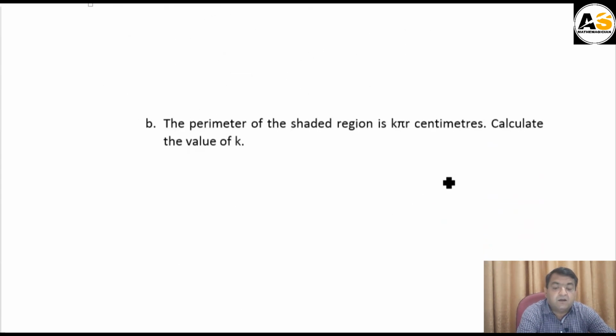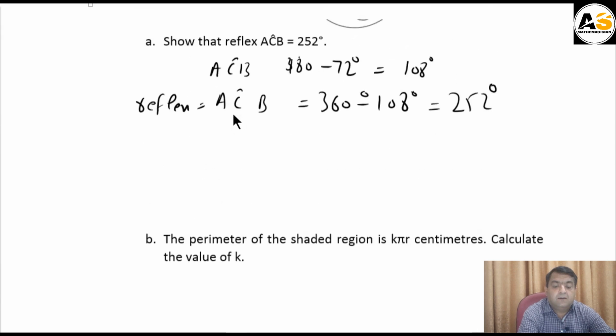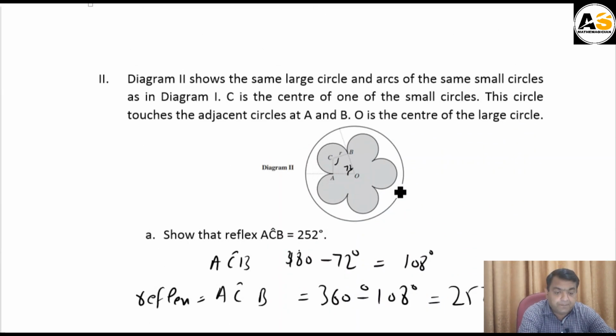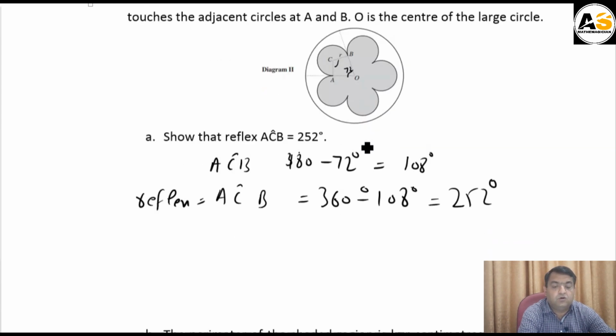In the second part, we have to find the perimeter of the shaded region and equate it to k pi r to find the value of k. Perimeter of the shaded region. Okay, we just calculated this reflex angle. This is r, small r, and this is the arc length with this central angle 252. So what is the arc length of 1?